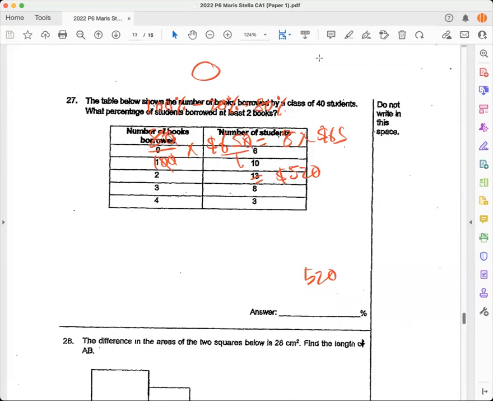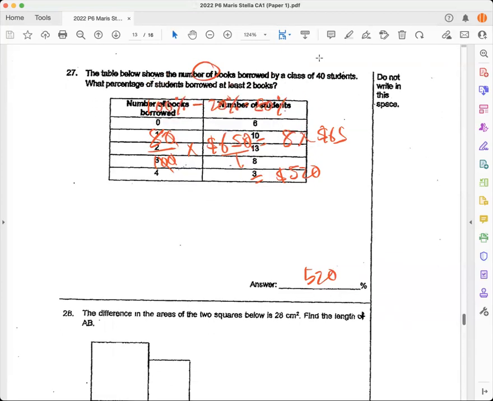Let me get my answer out. Okay, let me clear this.